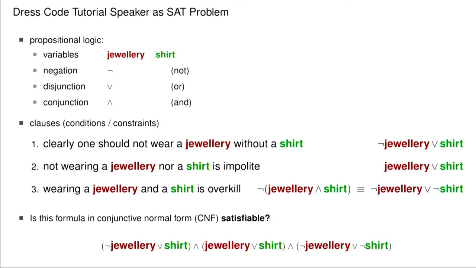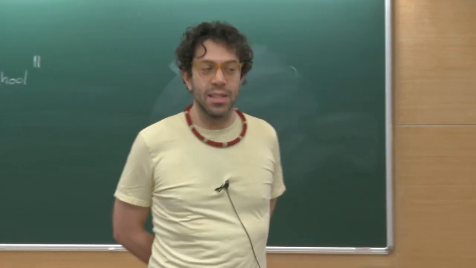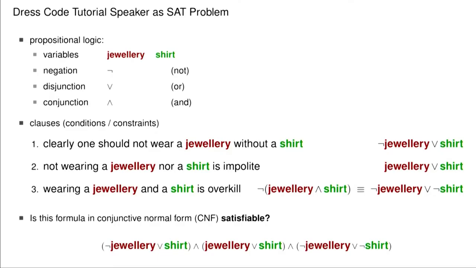And from the variables, we can also derive literals. A literal is basically either just a variable on its own, or it's the negation of a variable. So if you have a look at the right-hand side there, you see not jewelry or shirt, jewelry or shirt, not jewelry or not shirt. So these are different ways of talking about whether a speaker is wearing one or the other. And the idea is that you're supposed to wear either one or the other. Otherwise, it's kind of impolite.